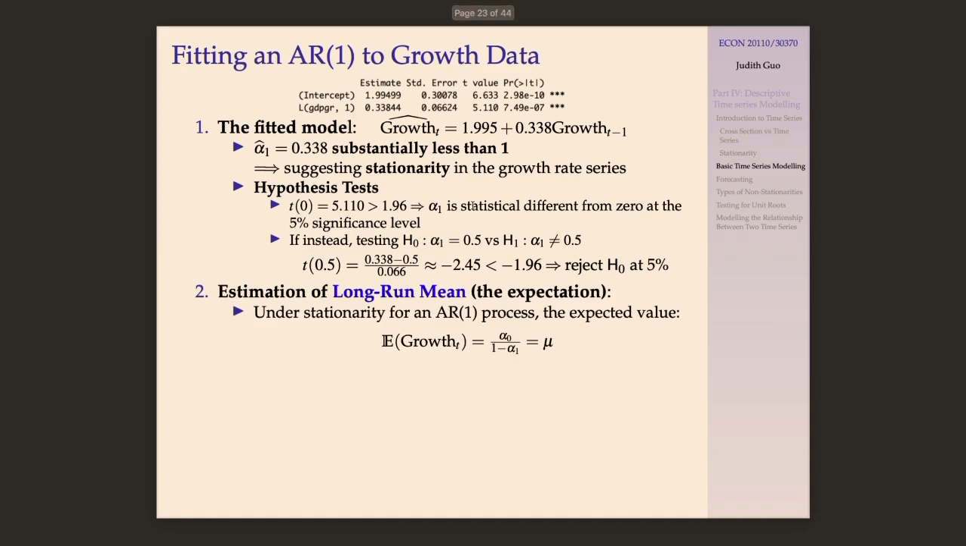Now, what is more interesting about a stationary time series is that we can now estimate its long-run mean, and we can also estimate its autocorrelation function. Remember, for a stationary AR1, the long-run mean is the ratio of the intercept, alpha naught, over 1 minus alpha 1. So the long-run mean is an unknown parameter because it depends on the unknown alpha naught and alpha 1. But we can estimate it using the regression result. We have alpha hat naught, which is 1.995, and alpha hat 1, which is 0.338. Therefore, we can estimate the long-run mean using the sample data, and that gives us roughly 3.014. So the estimated long-run mean of the growth series is roughly 3%.